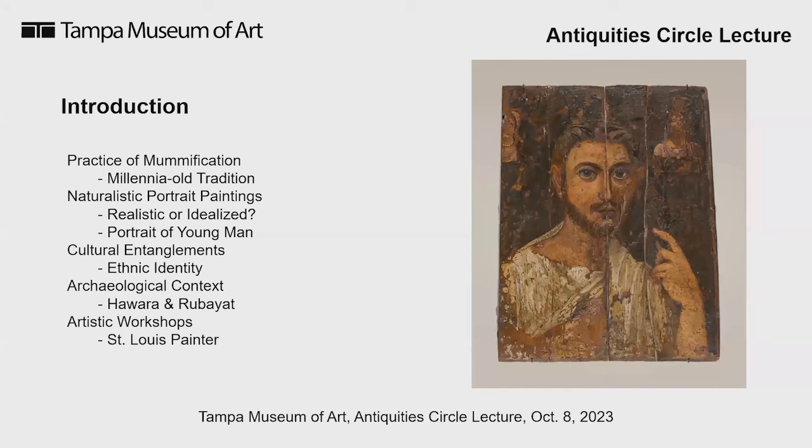Today, the reason for our talk is the portrait of this young man, and that allows me to talk about a subject that I've been talking about before here at the museum, cultural entanglements and ethnic identity in relation to the exhibition that we have. I will speak a little bit about archaeological contexts, particularly two sites, usually called Hawara and Rubaiyat. Those are both modern Arabic names, not ancient.